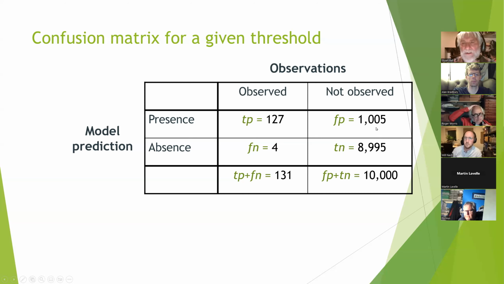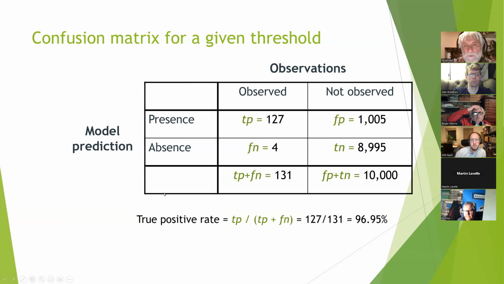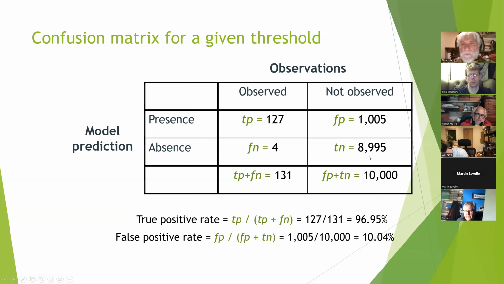So from this, we can get 2 important results. The true positive rate is of these 131 observations, how many did the model correctly predict, which in this case is 127 out of 131, which is 97% essentially. And the other one is the false positive rate, which of these 10,000 background points, what proportion of them did the model suggest were presences. So that's 1,005 out of 10,000, so that's 10%.